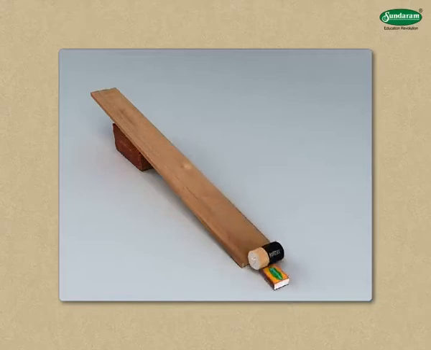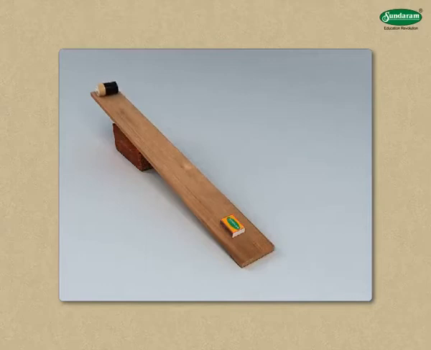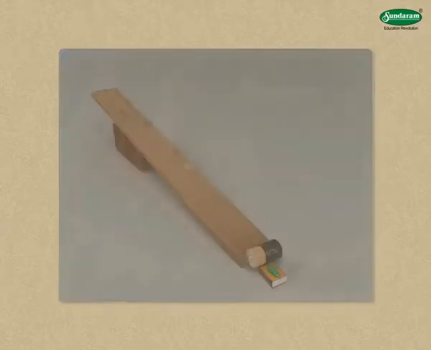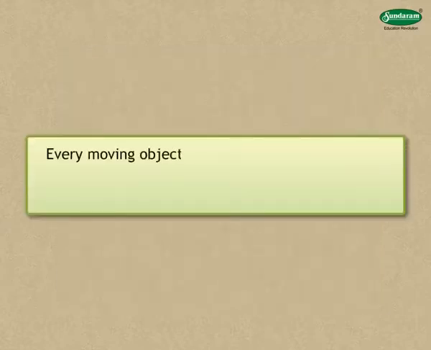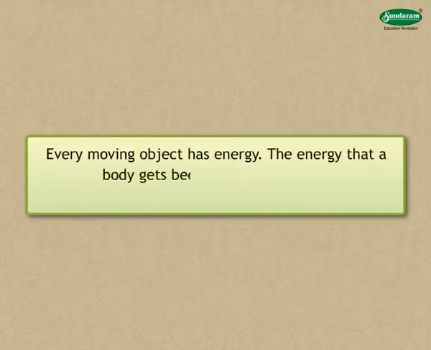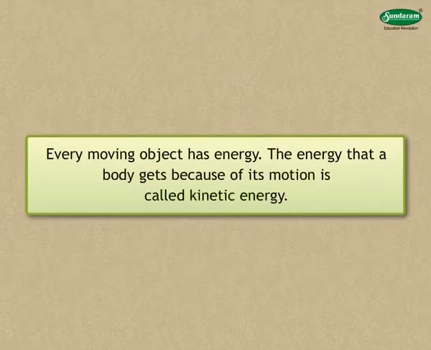In this experiment, why did the matchbox fall down? Because it was pushed by the cell. It means that the rolling cell had energy. Every moving object has energy. The energy that a body gets because of its motion is called kinetic energy.